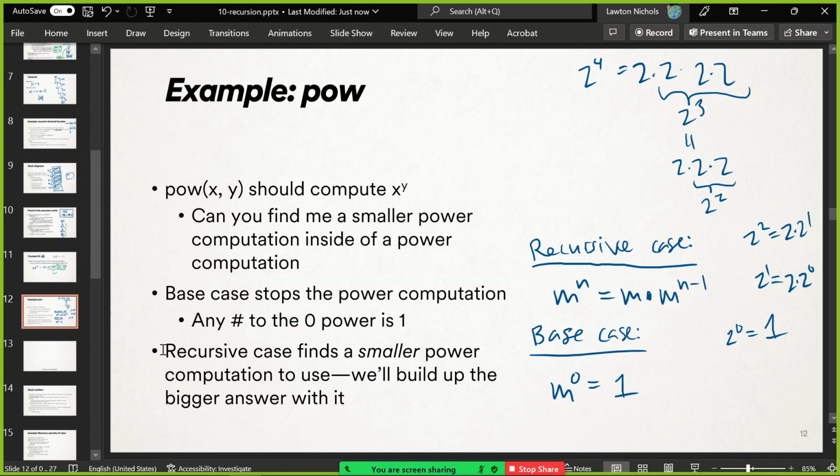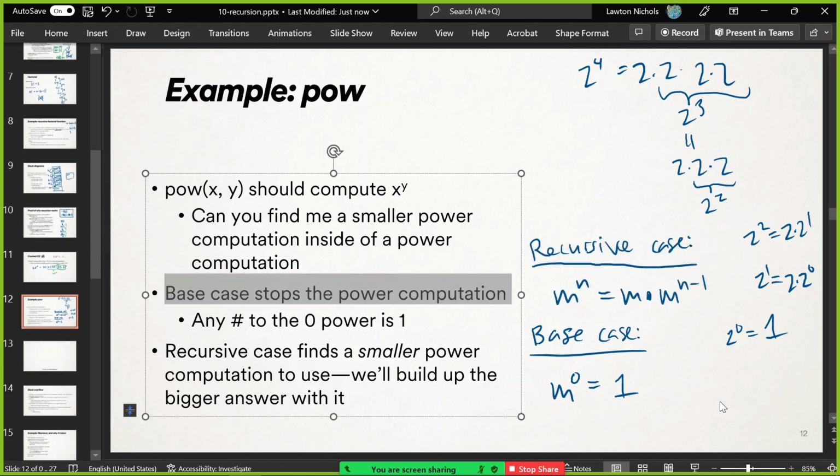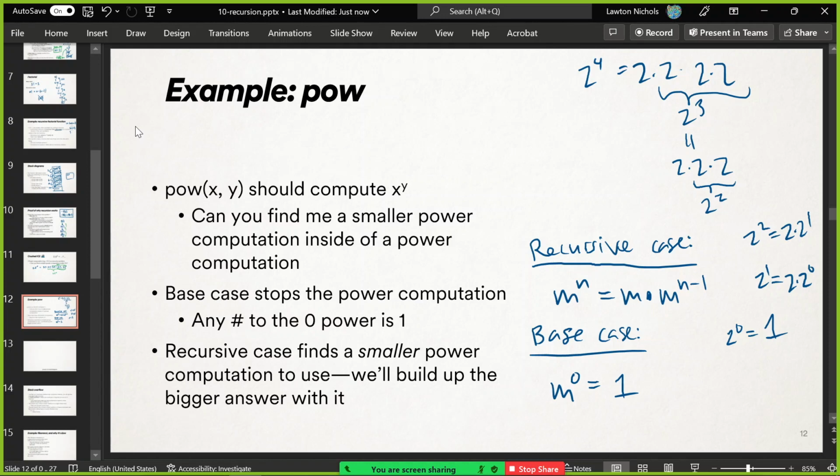So yeah, the recursive case finds the smaller power computation to go through and build up the final answer with. And then the base case stops that power computation. Eventually we get so small we immediately know the answer to our power computation question. Does that make sense? Any questions about this analysis, how we came up with the recursive case, the base case, any of that? Because now we go and code this again, and it will work. So let's do pow.cpp, I guess.